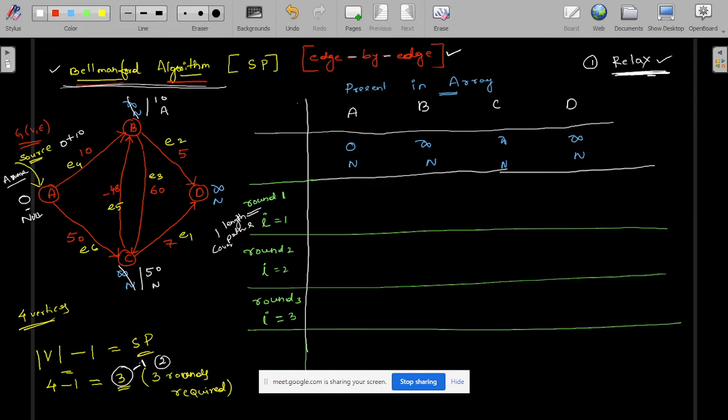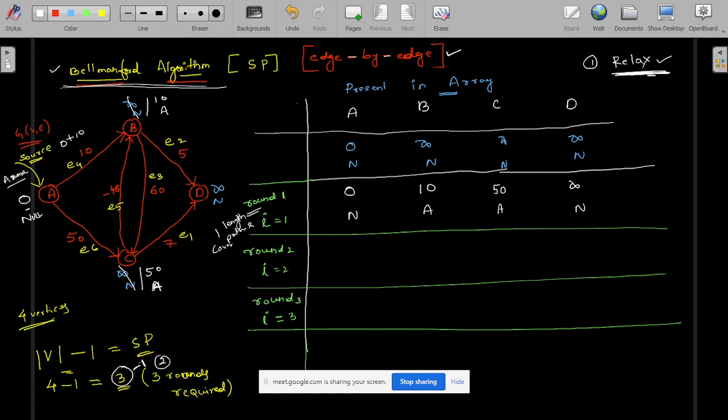Now you check all the vertices, whatever the updated values are, please write down here. A is, what is the value? 0, null. Okay, what is the B value? 10, A. Again, what is the C value? 50, A. Sorry, this is A guys, I am sorry for this. Again, what is the D value? Infinite, null. That's it. This is round 1.